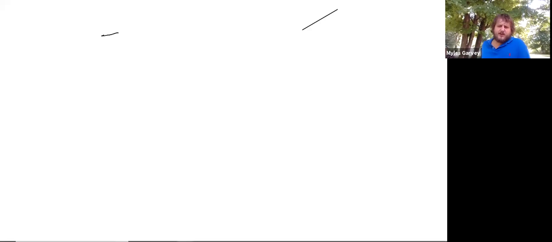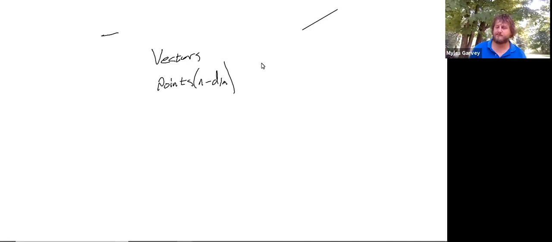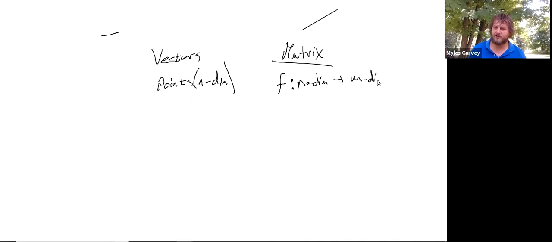In the previous video, we looked at the geometric interpretation of vectors. And as it turns out, matrices have a geometric interpretation as well. Vectors represent points in space, in n-dimensional space. Matrices represent functions which go from one dimensional space to another dimensional space.